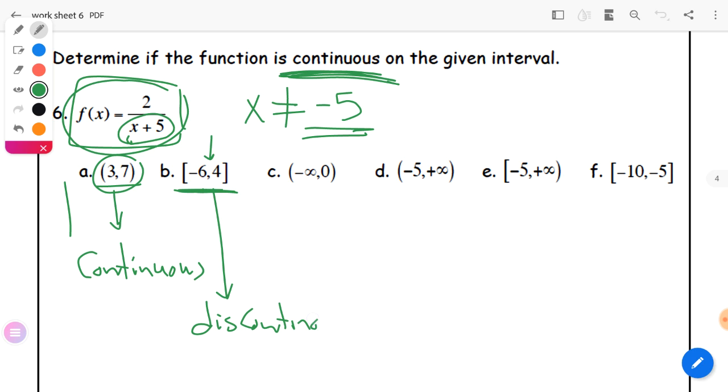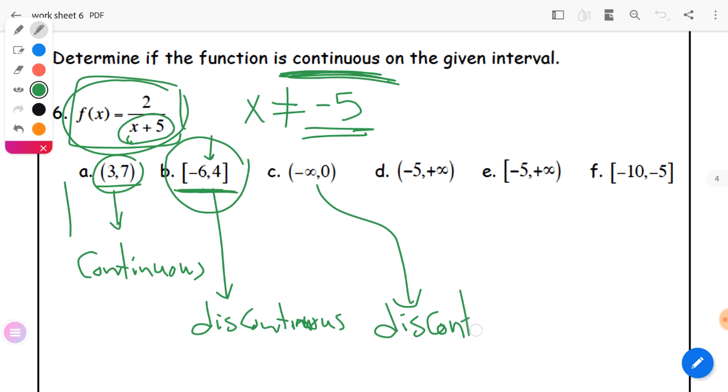Why? Because I have one point in this interval at which the function is discontinuous, so it will not be continuous on this interval. Negative 5 is included here, and this set represents all of the negative numbers. So the function is discontinuous.